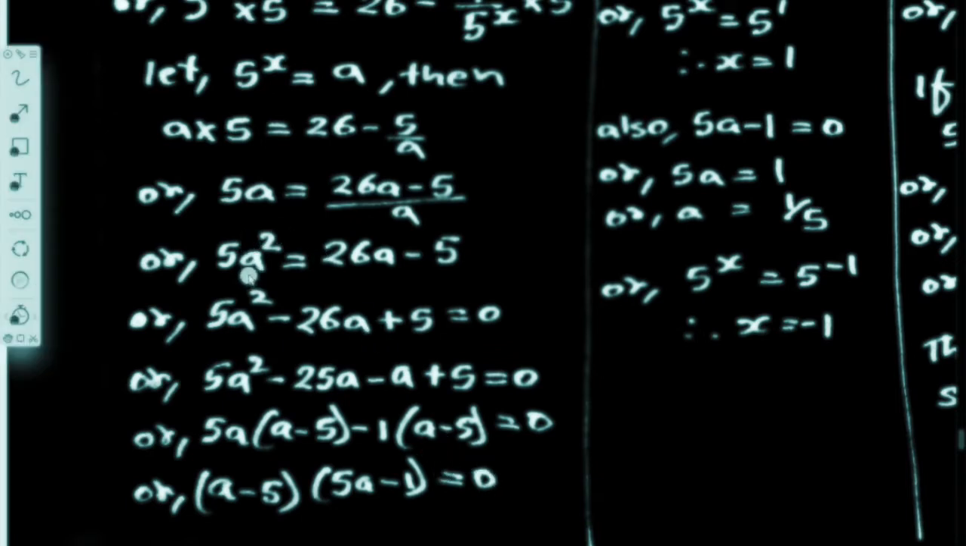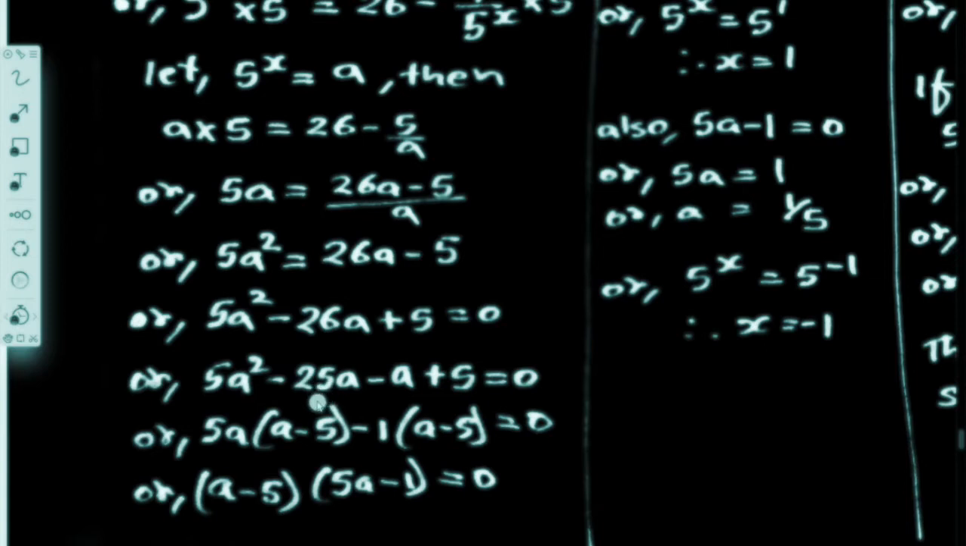Now, 5a is multiplied with the bottom one, a. So 5a into a is 5a square equals 26a minus 5. Now, the side should be changed. 5a square, and 26a changes side, so the sign is also changed. It comes as minus 26a. Also, minus 5 changes, plus 5 comes, equals 0.